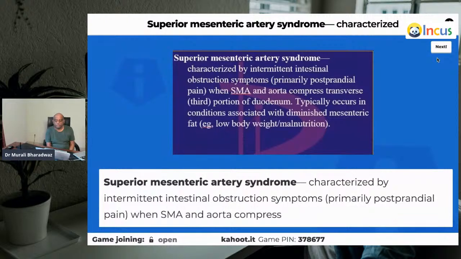So doctor, please remember, in superior mesenteric artery syndrome, typically there is an ischemia to the bowel. So that is the reason the patient will have, after eating food, an increased blood flow expected. But if it doesn't happen, that leads to ischemia. So postprandial pain is the classical feature. There will be intermittent intestinal obstruction symptoms. The superior mesenteric artery and aorta compress the third portion of the duodenum, which is the transverse portion. And if somebody is extremely malnourished, with very low body weight, that leads to diminished mesenteric fat, which leads to development of superior mesenteric artery syndrome, is what you need to remember.